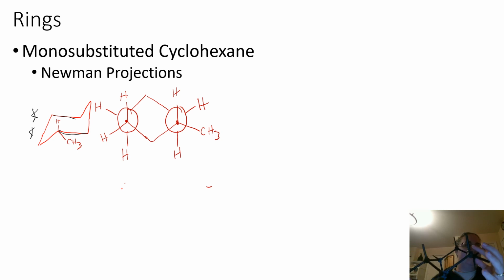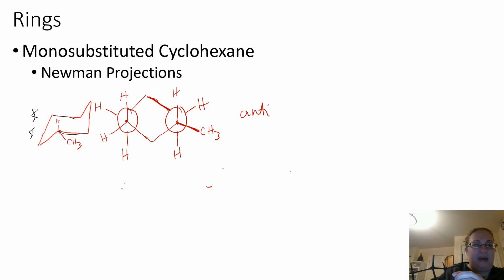Hopefully you recognize this as being an anti-conformation that I have between the 2 large groups. Here is large group number 1. Here is large group number 2 there in the back. And I see this nice anti-conformation, where if you remember, that anti-conformation was the most stable conformation that we could have. So now I'm going to do the exact same thing.